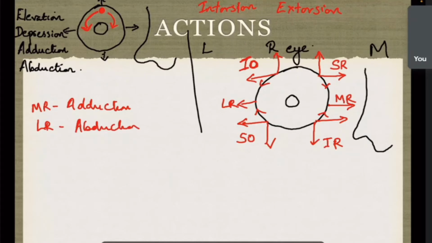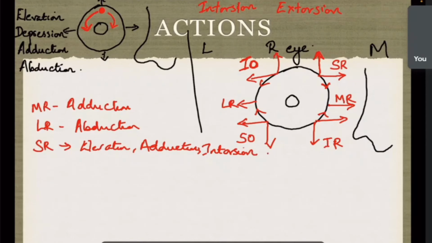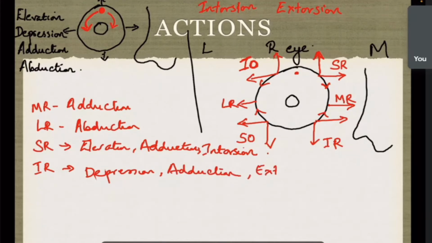Now we look at superior rectus. Tell me what are the actions of superior rectus? 3 actions are there: elevation, adduction, and intorsion. The eyeball is moving medially, the 12 o'clock position is moving medially, so that is intorsion. Now tell me the actions of inferior rectus: depression, adduction, and extorsion. Yes, very good.